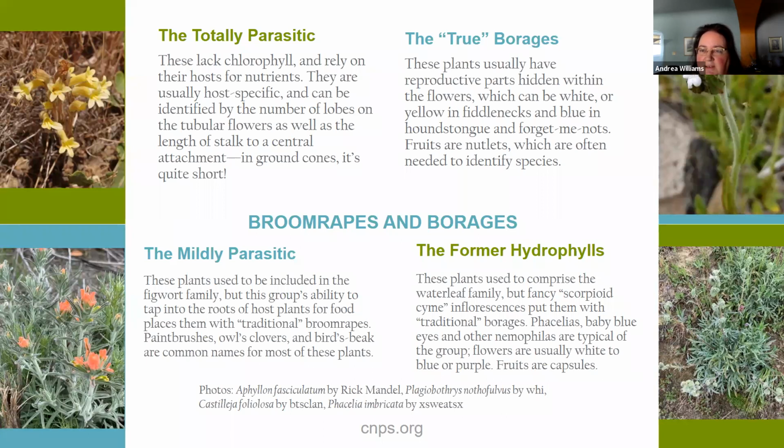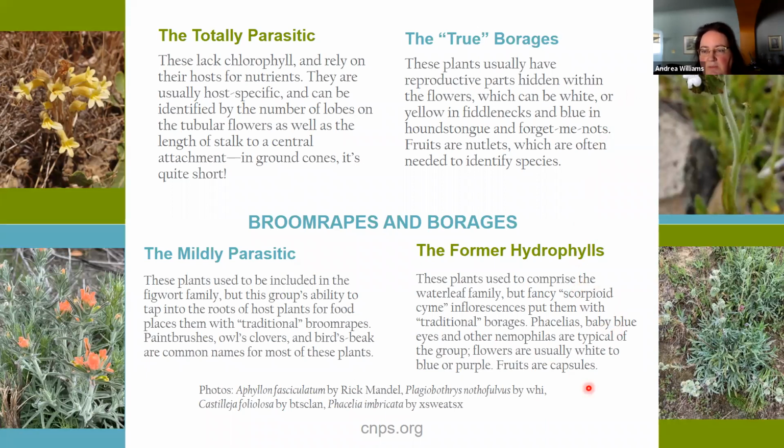Very often they're needed to identify species, but there are a few things like these rusty hairs on the young calyx there, and then this red staining on the underside of the leaf. This tells me that this is probably Plagiobothrys nothofulvus, which is rusty popcorn flower because of these two rusty elements to it. The inflorescence is called a scorpioid cyme, which means it's curled up like this. Fiddlenecks, Amsinckia, are really typical of this family.